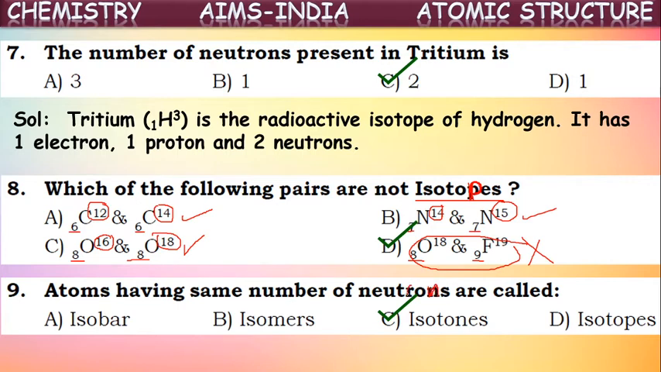So this N represents number of neutrons. So if the number of neutrons is the same, then those are called isotones. The definition for isotones is: the atoms with the same number of neutrons but different mass numbers and atomic numbers are called isotones. Okay, isotones have the same number of neutrons.